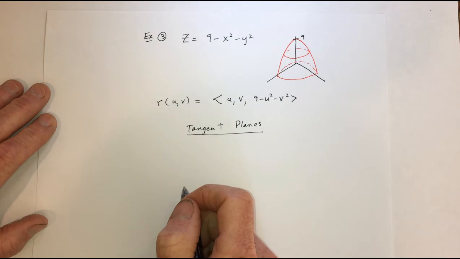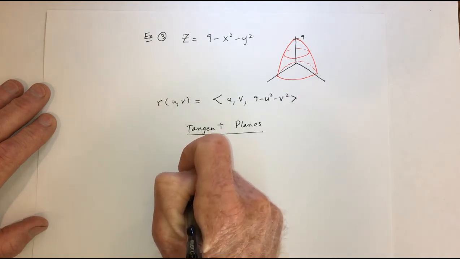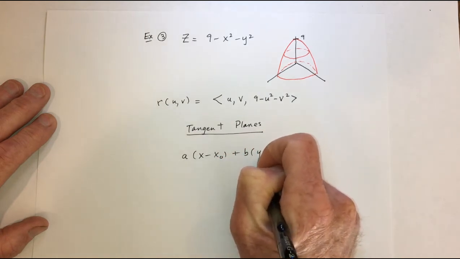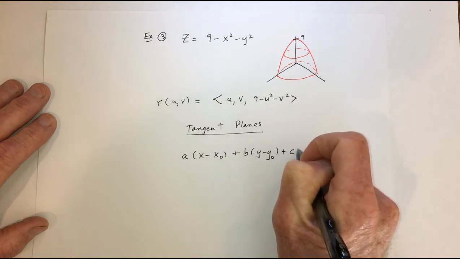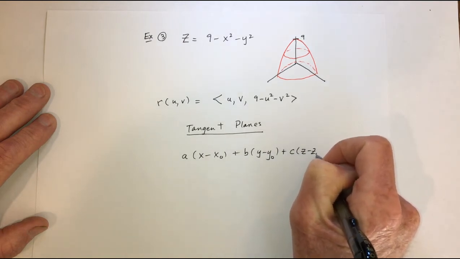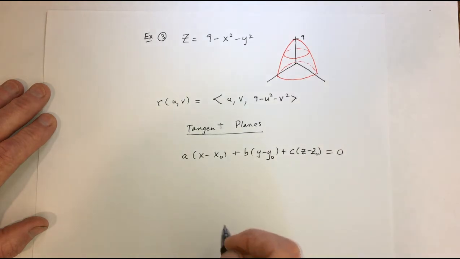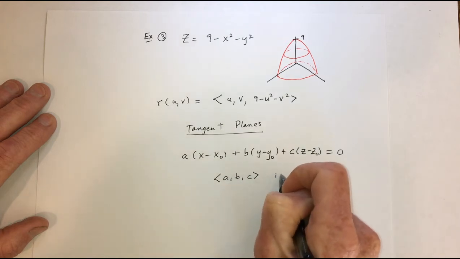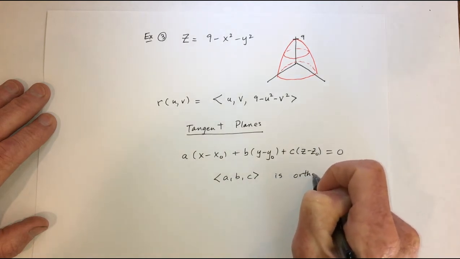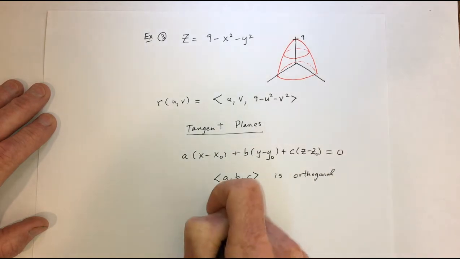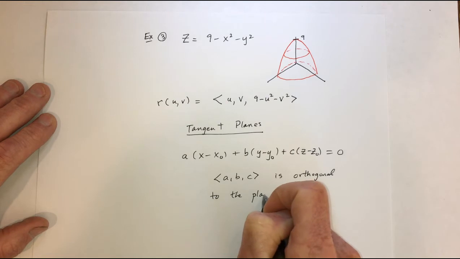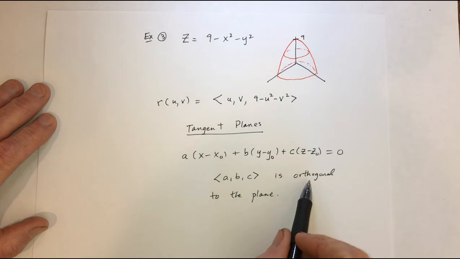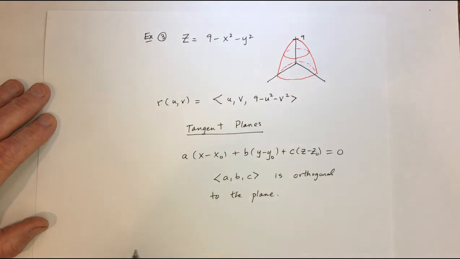So hopefully you remember the equation for a tangent plane goes something like this: a times (x minus x naught) plus b times (y minus y naught) plus c times (z minus z naught) equals 0. And then the vector in front, ABC, is orthogonal, or perpendicular, to the plane. So you need a vector that's perpendicular, and then you can use this equation to create the tangent plane.